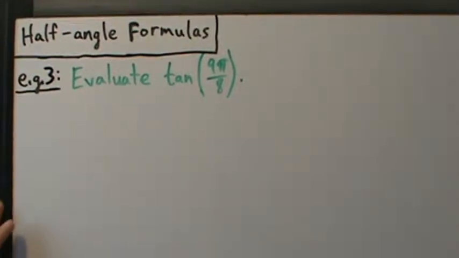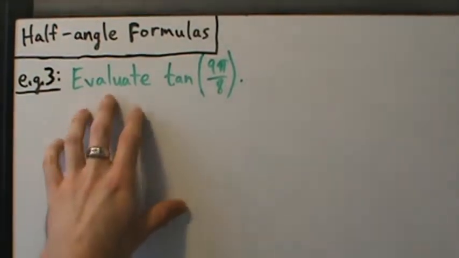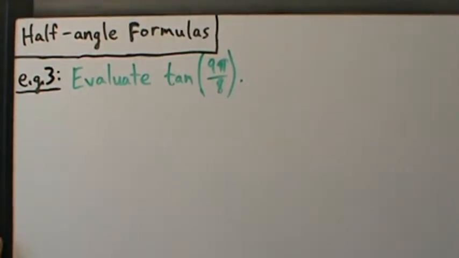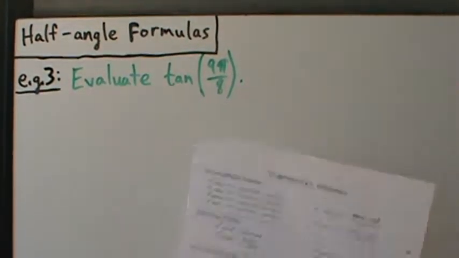Here's example 3 with evaluating half-angle formulas. So here we want to evaluate the tangent of 9 pi over 8. So we're going to turn to our half-angle formula sheet here.